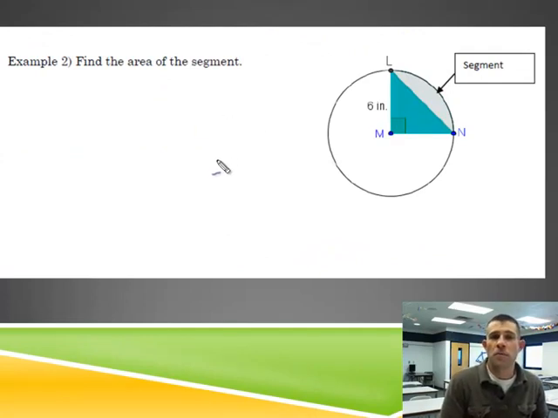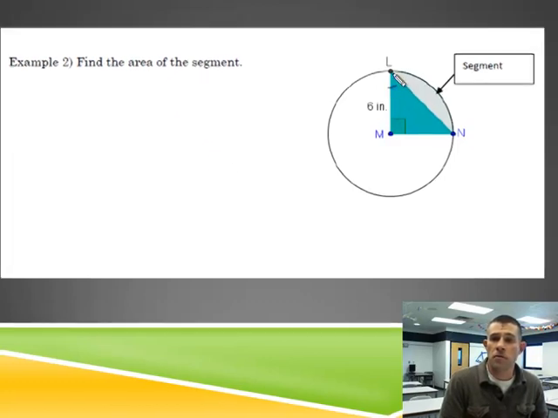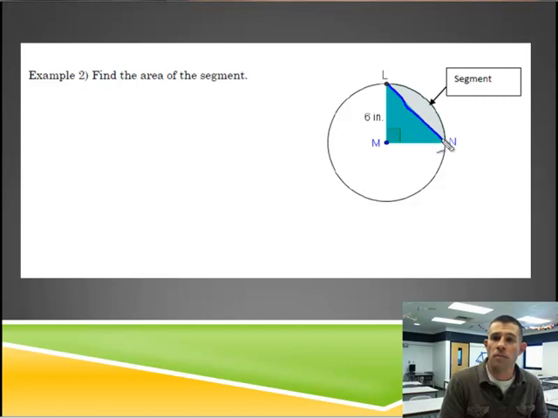So here's an example. It's asked us to find the area of this segment. Remember, the segment here goes from the endpoints of the chord LN and is bound by that arc LN. So I want to find that area in there. So I know that I need to find the area of this sector and subtract the area of that triangle.